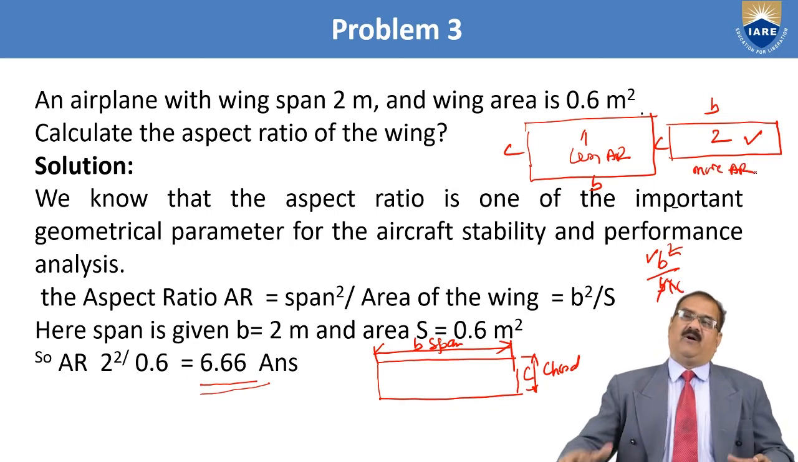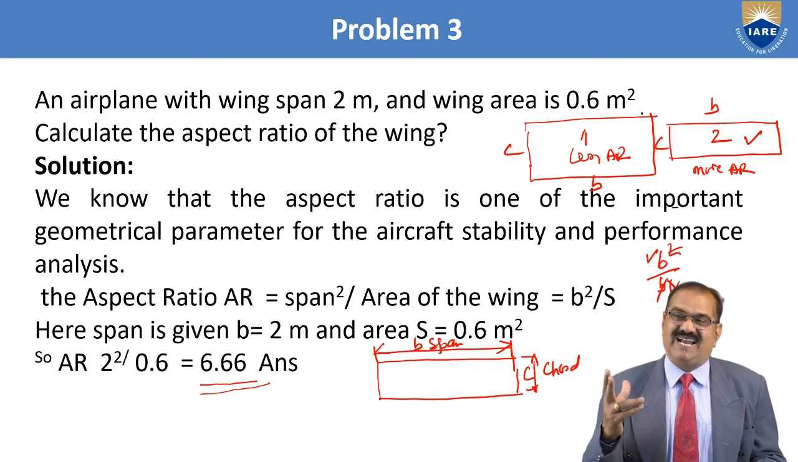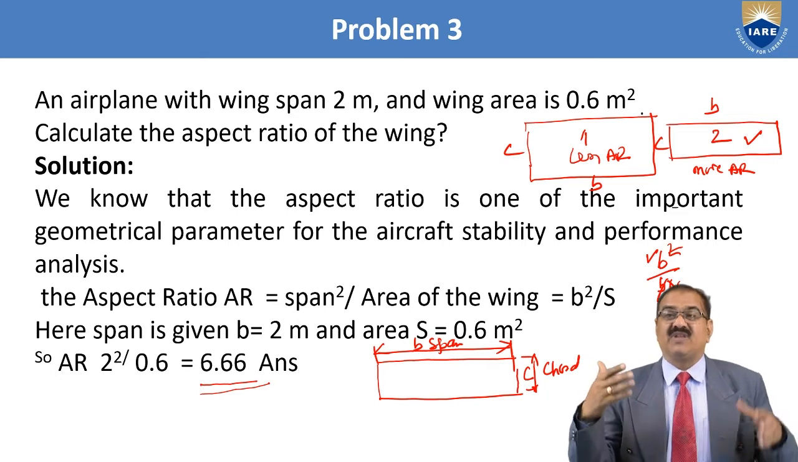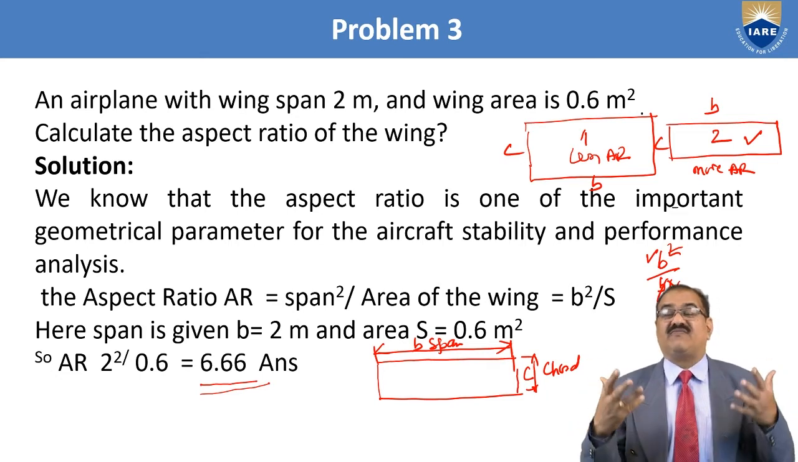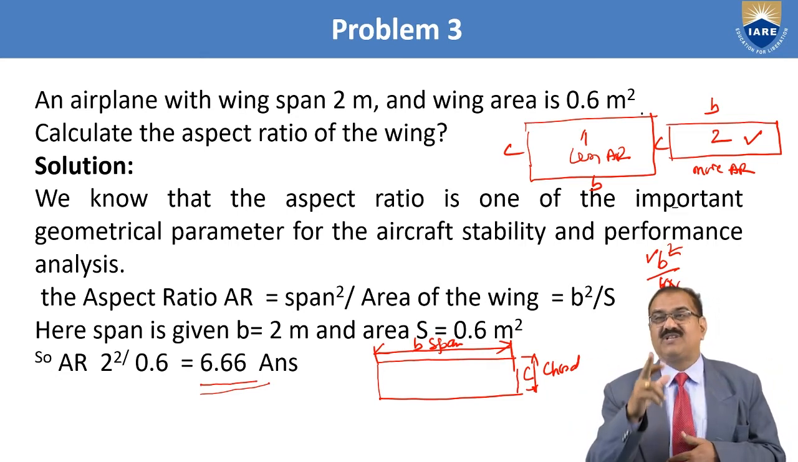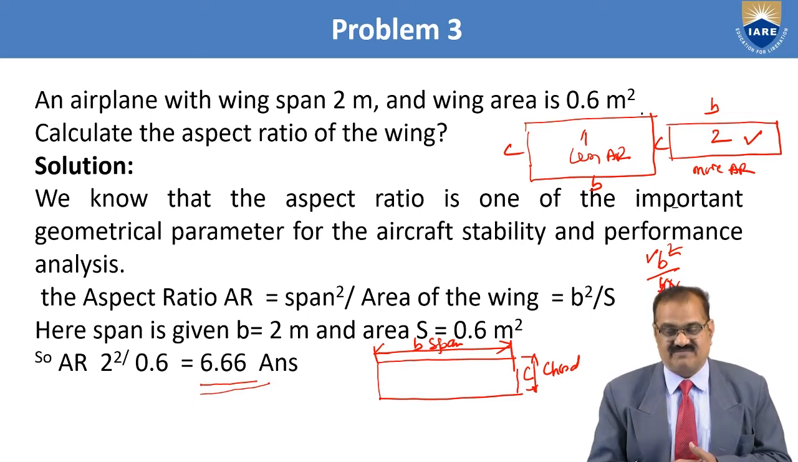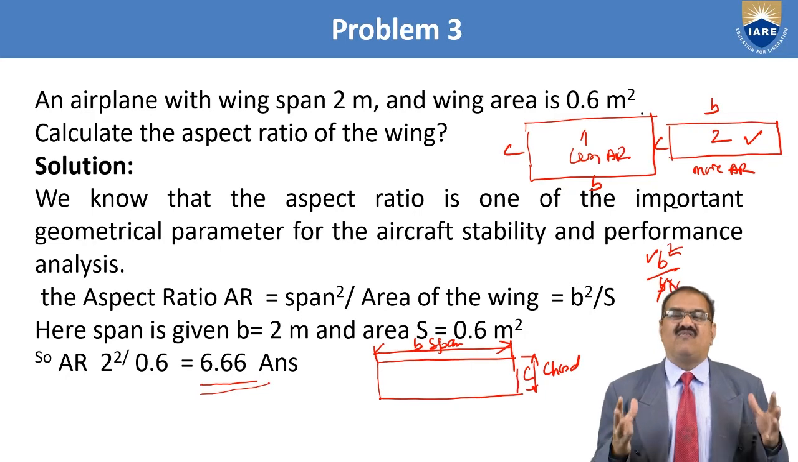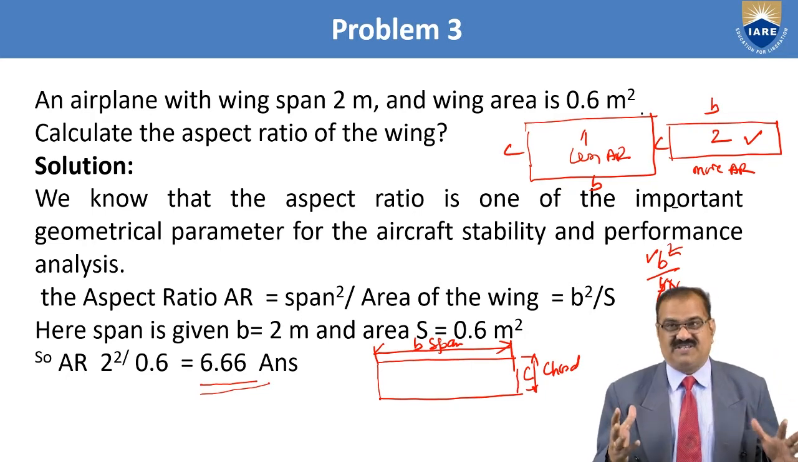So from here onwards, you can say that aircraft number 2 will have less drag, better gliding capability, and will have landing and other parameters more efficient compared to aircraft number 1. So aspect ratio plays a very important role in aircraft performance.